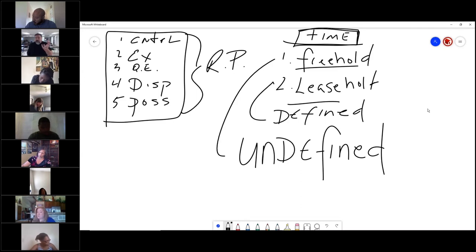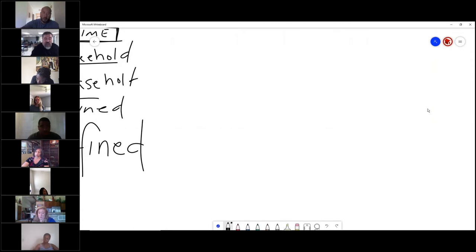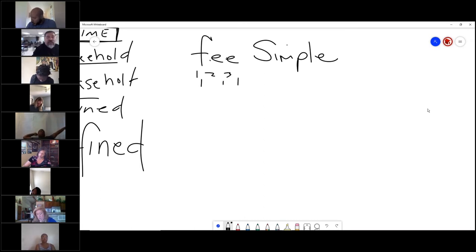One is undefined: a day, a month, a year, 5 years. One is defined. We know a lease may be a 3-year lease, maybe a 30-day lease, maybe a 1-day lease, like a hotel room. So when I transfer that freehold estate, I am going to transfer all 5 rights. If I transfer all 5 rights, it is called fee simple. Fee simple means I'm transferring all 5 of those rights to someone that is conveying it.